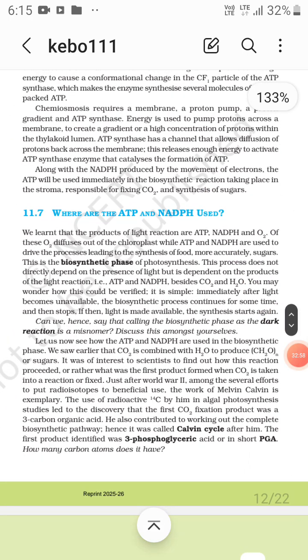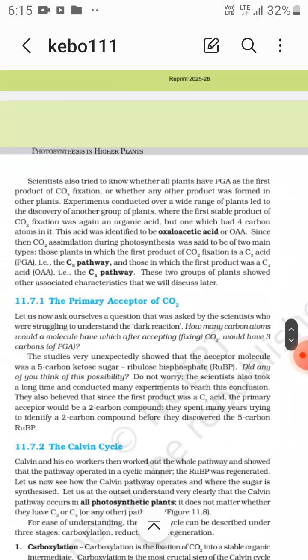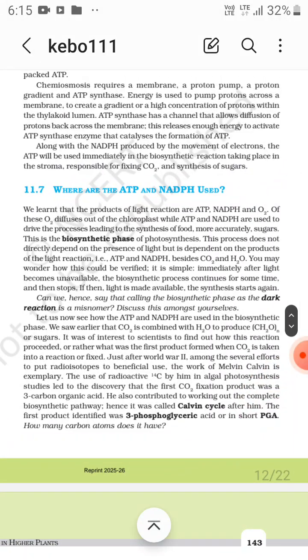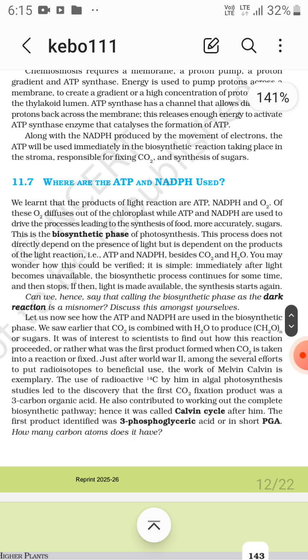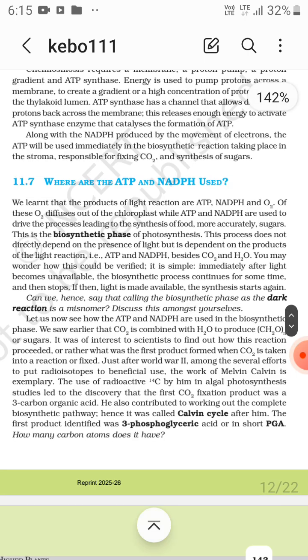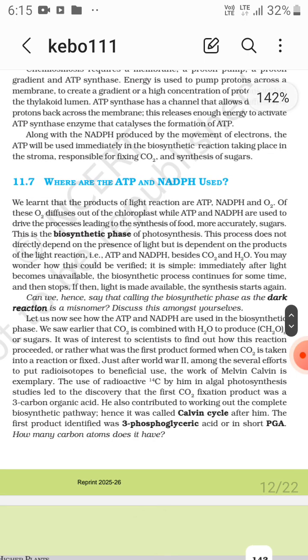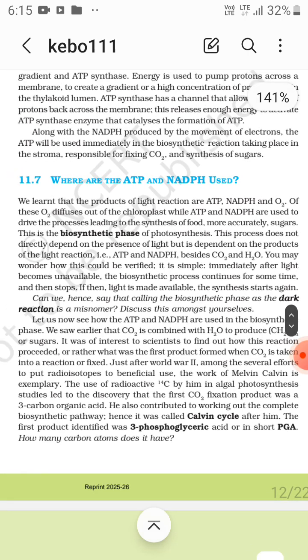Now, where are the ATP and NADPH used? We learned that the products of light reactions are ATP, NADPH, and O2, right? Of these, oxygen diffuses out of the chloroplast, while ATP and NADPH are used to drive the process leading to the synthesis of food, more accurately sugars. This is the biosynthetic phase of photosynthesis.